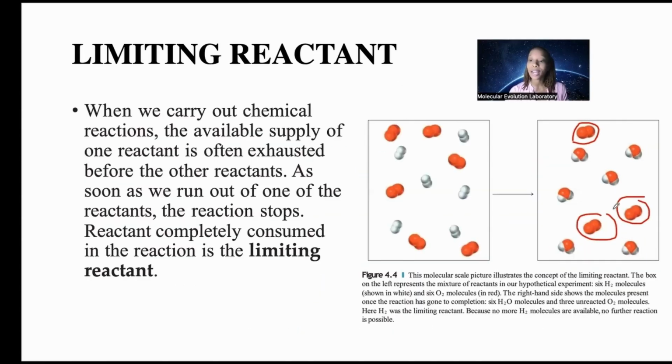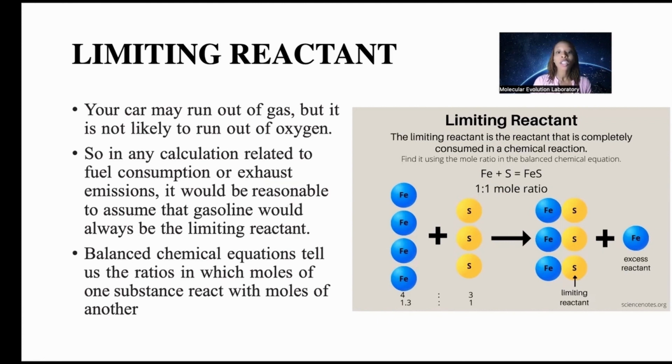Remember that you need 2 hydrogen for 1 oxygen. So naturally, hydrogen is more likely to be consumed. Your car may run out of gas, but it may not run out of oxygen. What is more likely to be a limiting reactant? The limiting reactant is more likely to be the hydrocarbons, right? In any calculation related to fuel consumption or exhaust emission, it would be reasonable to assume that gasoline would always be the limiting reactant, because the gasoline is reacting with oxygen to form the products. Oxygen is abundant and is highly available.